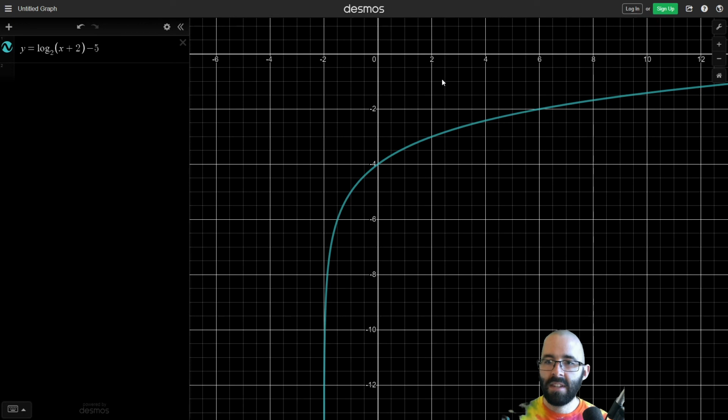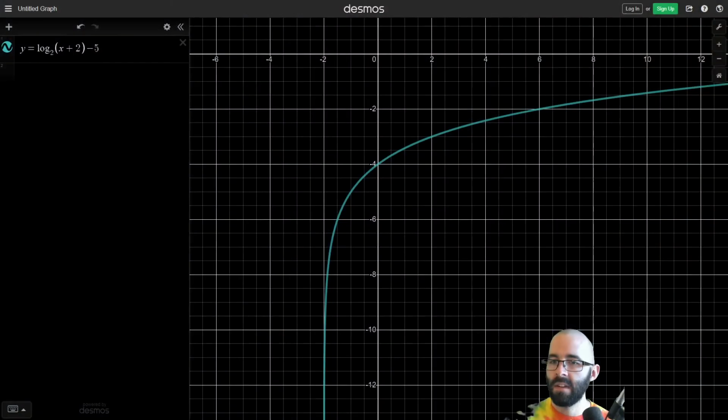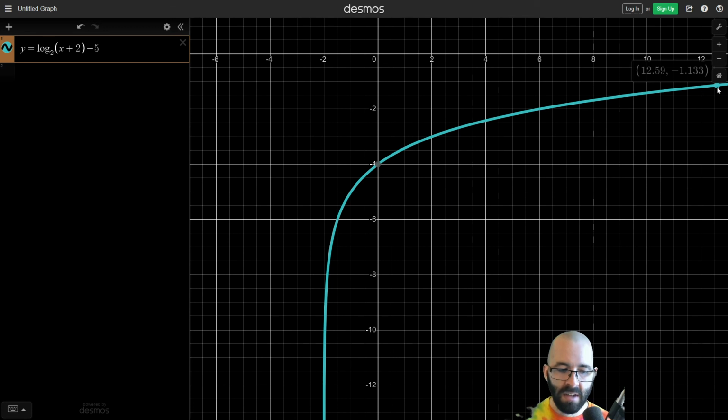Let's look at this function and see if we're correct. One thing at a time. We said the domain is -2 to infinity. The x values get really close to -2, and the x values get as big as they want. So domain looks right. We said the range was all real numbers. Yep, look at the y coordinate. It can get as negative as we want, and the y coordinate can also get as big as we want.